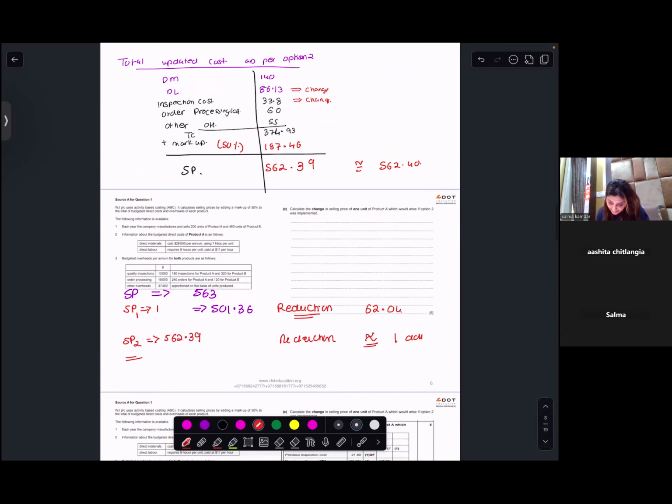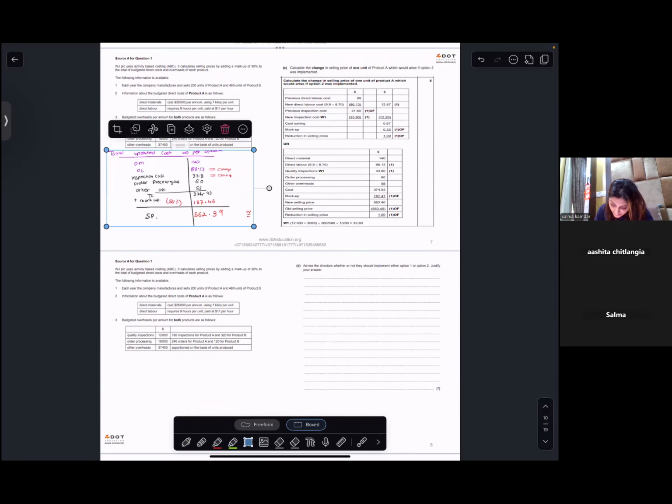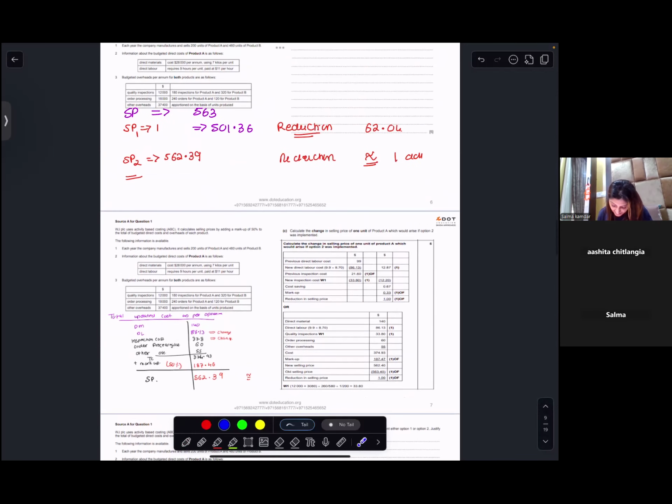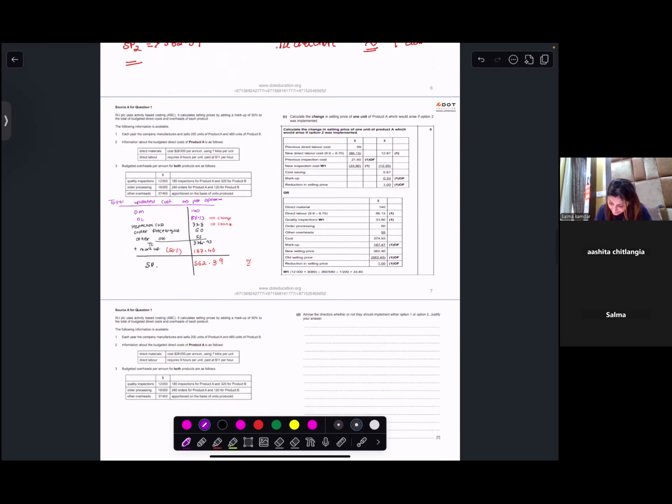Where is it that we are getting a different answer? Nowhere. So the C part was our direct material, direct labor, inspection cost, 374, 187, 562.40. The whole selling price is 563.40. So we got our change in selling price for 1 unit of product A as per option 2. Yes? Okay, read ahead.